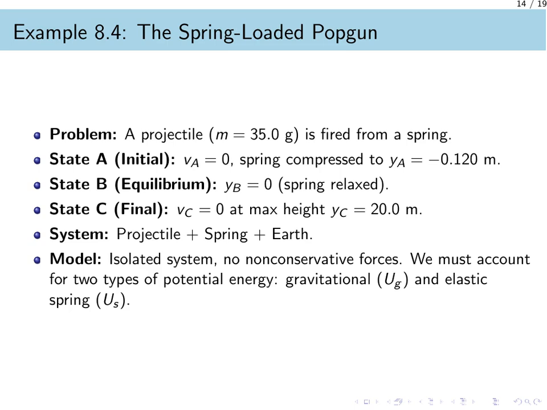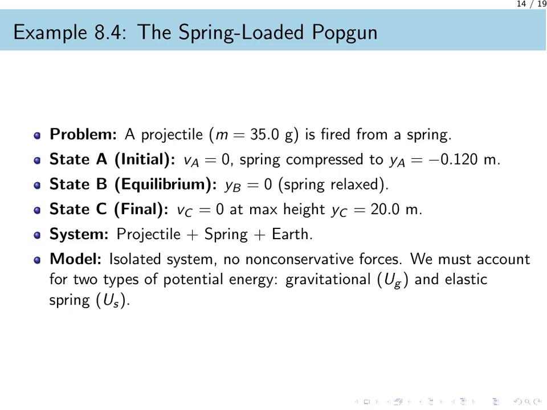A 35-gram projectile is fired from a compressed spring. We have 3 states. State A is the initial position, where the projectile is at rest and the spring is compressed to negative 0.120 meters. State B is the equilibrium position, where the spring is relaxed, at y equals 0. State C is the final maximum height of 20.0 meters, where the projectile is again at rest.